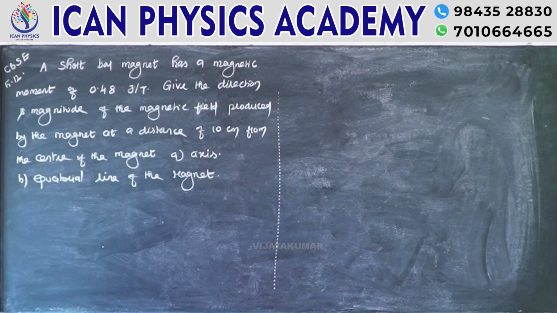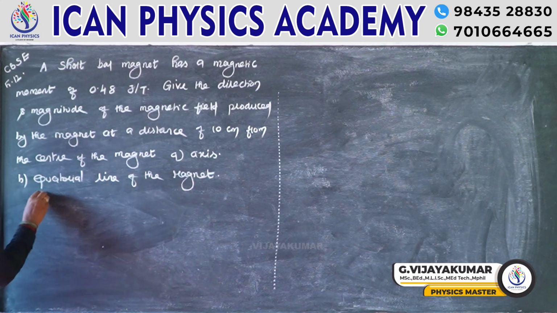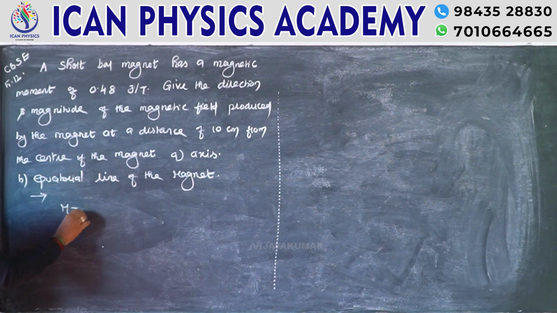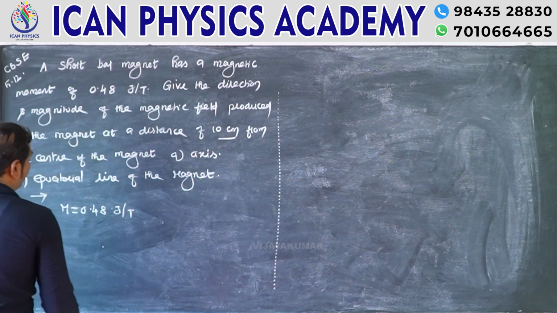A short bar magnet has a magnetic moment of 0.48 joule per Tesla. So, m equal to 0.48 J/T. Give the direction and magnitude of the magnetic field produced by the magnet at a distance of 10 centimeter.